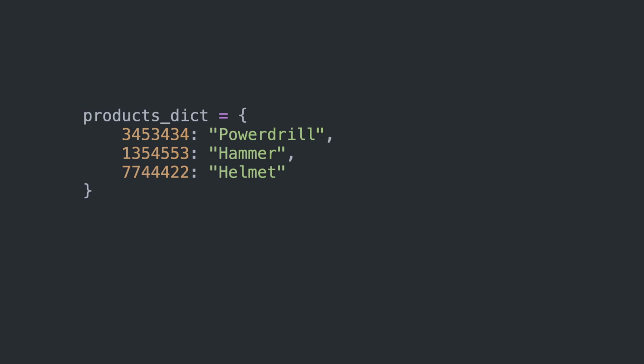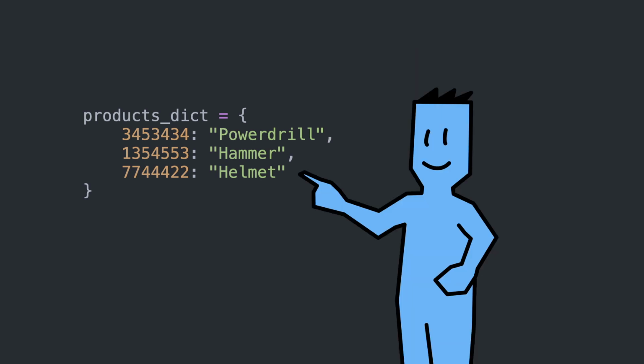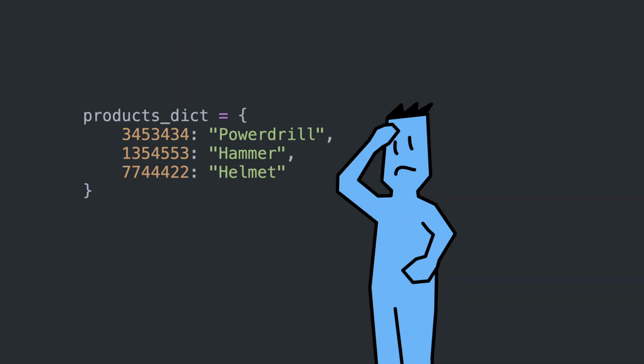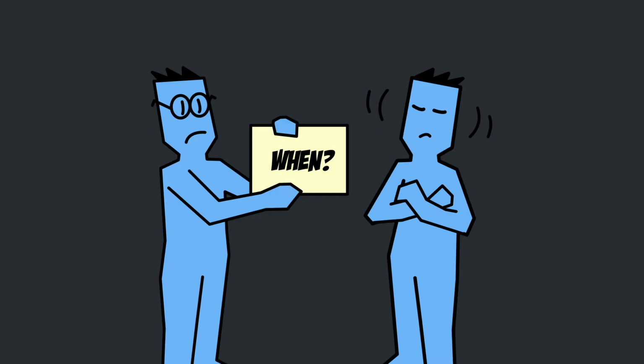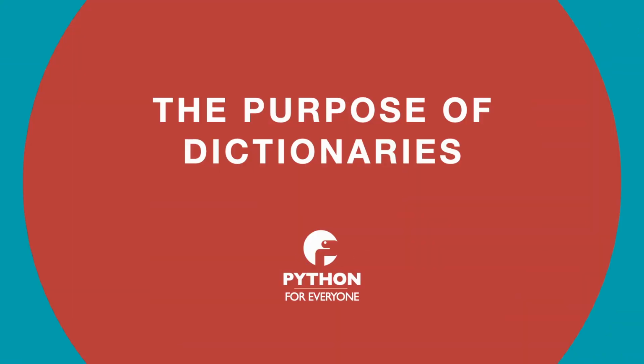Every programmer has seen dictionaries, and here you see an example on the screen. But when I teach dictionaries in my beginner's course, there is one question I have a hard time explaining. When should you use a dictionary? In this video, you get the answer to that question.